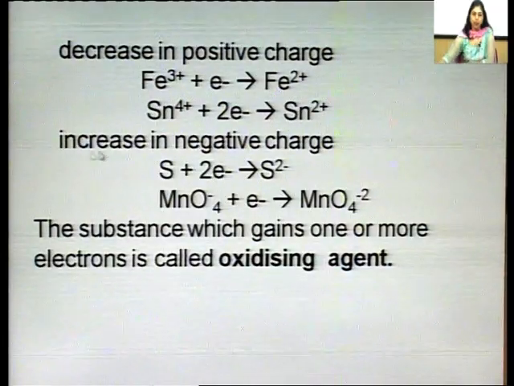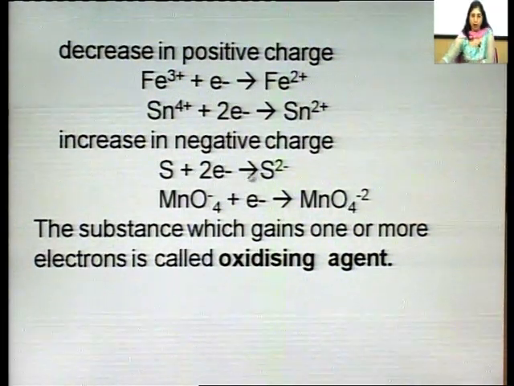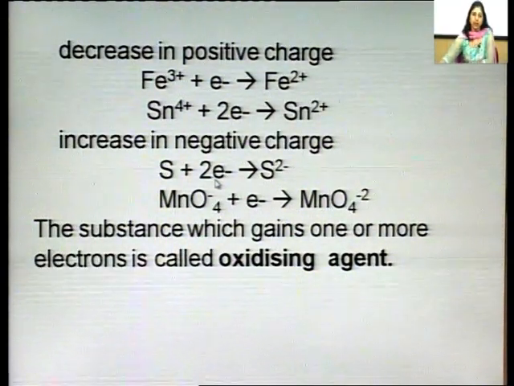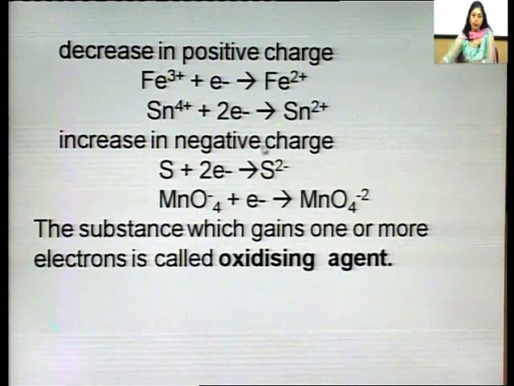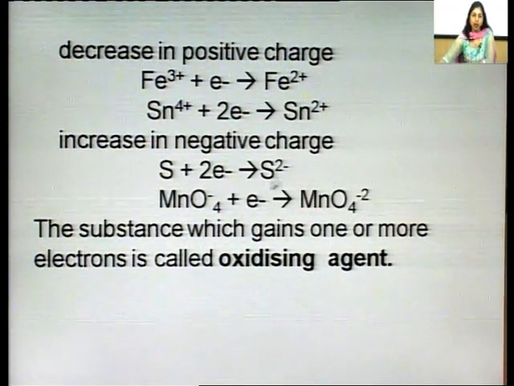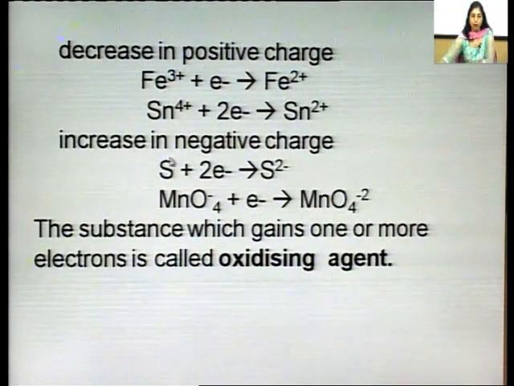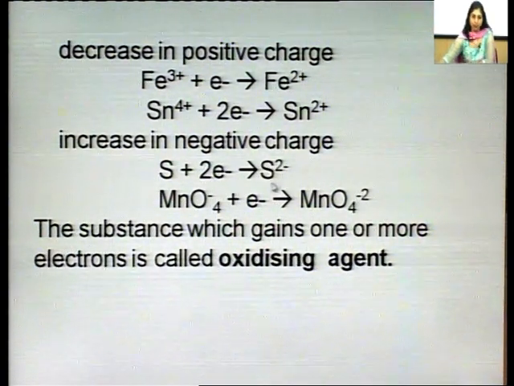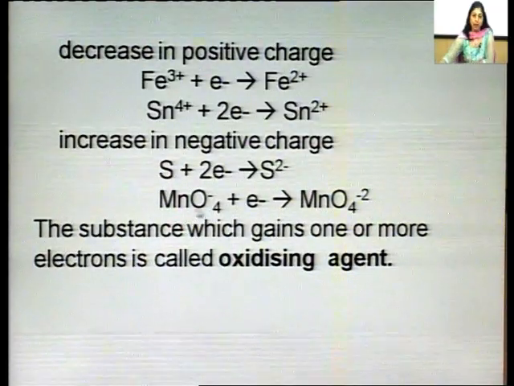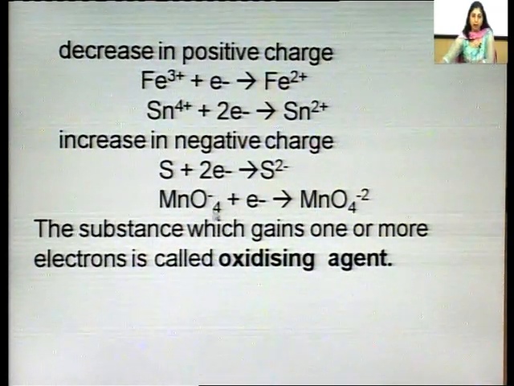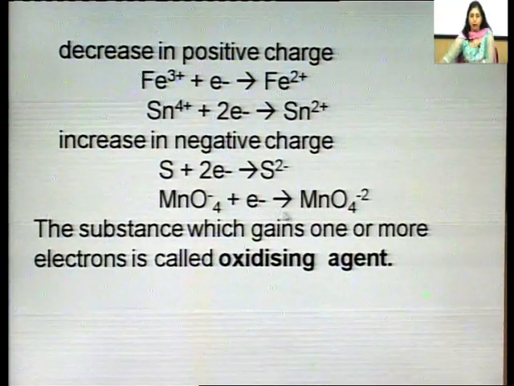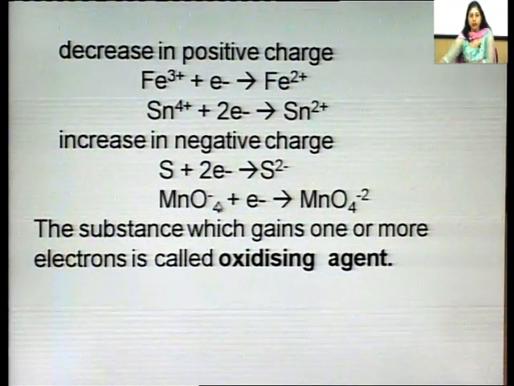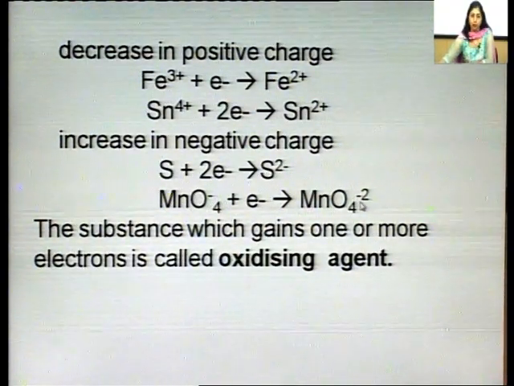Next examples show increase in negative charge. Here I am taking the reverse reactions of oxidation, that sulfur when gains 2 electrons, it changes into sulfide ion with -2 charge. That means there is an increase in charge from 0 on sulfur to -2 on the sulfur atom. Similarly, here MnO4 having 1 negative charge after the gain of 1 electron acquires -2 charge. That means negative charge increases from -1 to -2.